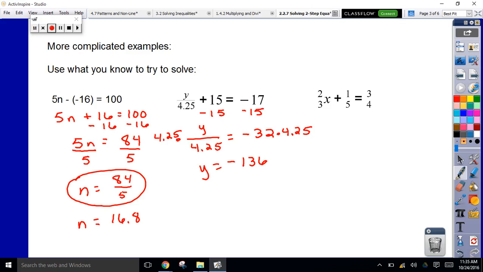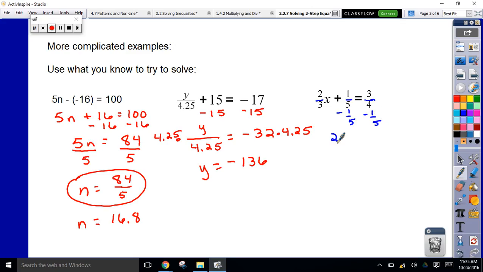Okay, last one, we have fractions. I'm going to change colors so it doesn't run into that one. So we have 2/3 x plus 1/5 equals 3/4. We're going to do the same thing, it's just going to be a little more complicated now that we have fractions. Avery, what would I do first to solve that problem? Good. I'm going to subtract 1/5 on both sides.